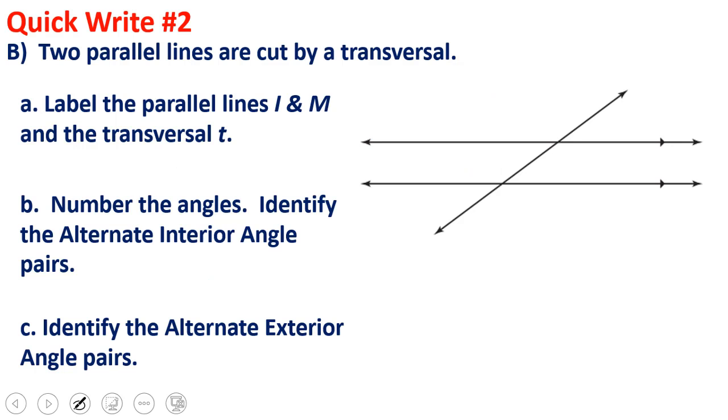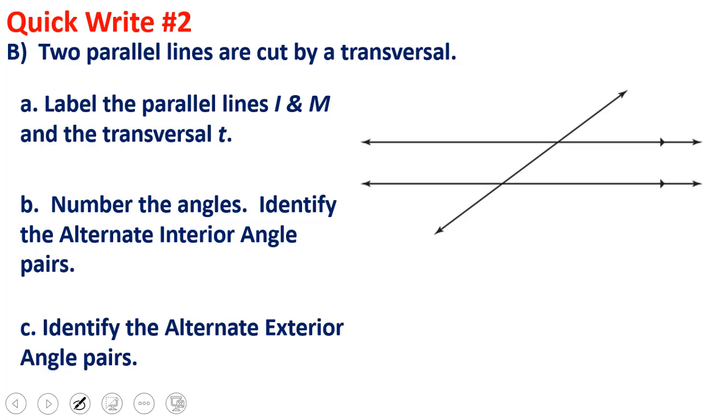Ladies and gentlemen, that ends our video. And I need you to draw 2 parallel lines with a transversal. And then I want you to label the parallel lines L and M and the transversal T. I want you to number the angles. I don't care how you number them. There's 8 angles that are formed. So you're going to have angles 1, 2, 3, 4, 5, 6, 7, and 8.